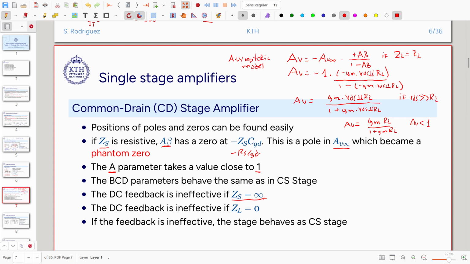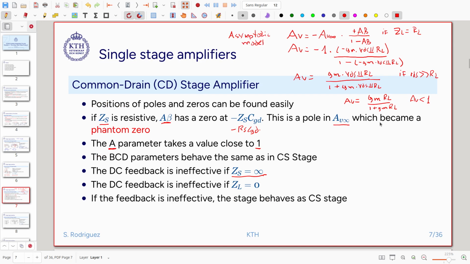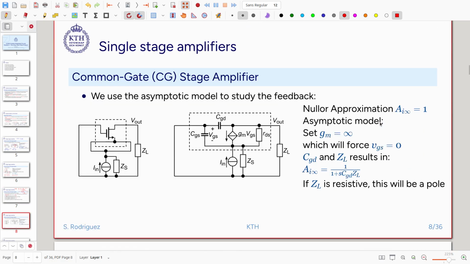Another important thing is that the DC feedback is ineffective if the load is equal to 0, and that can be seen directly here. If the resistance is 0, basically the feedback disappears, and also the gain. Basically it is shorting the source output to the ground. Okay, so these are the conclusions for this stage. We move on to study the common gate amplifier.